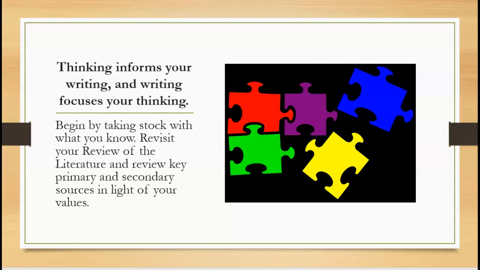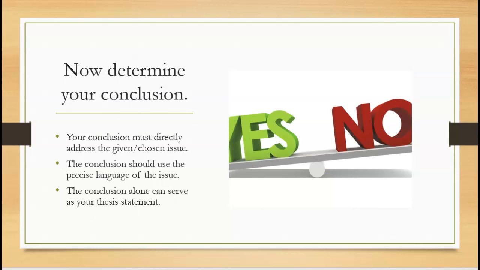You cannot write a good essay if you don't know very much about your subject, and you cannot write this essay from Wikipedia alone. So you need to go back and revisit the articles that you used earlier in the semester. Now, once you have done that and you've really thought about it, now determine your conclusion.